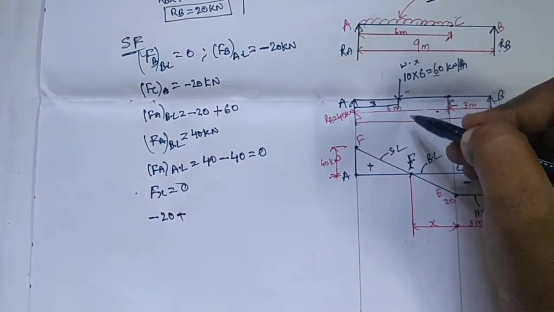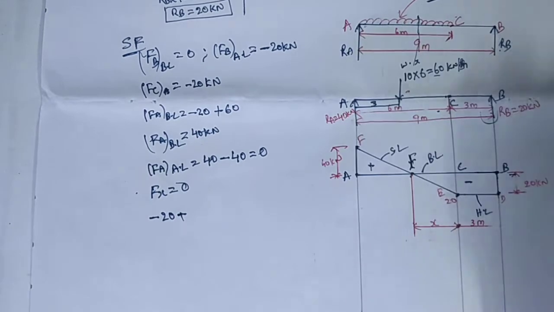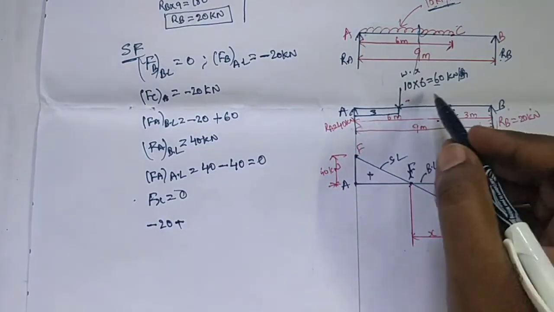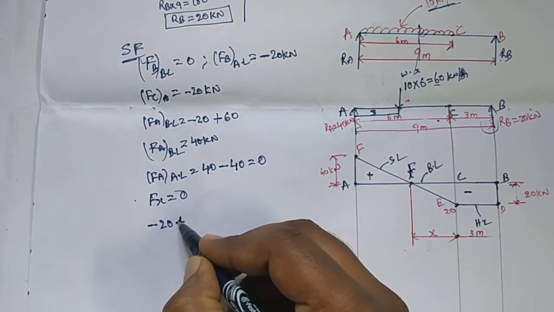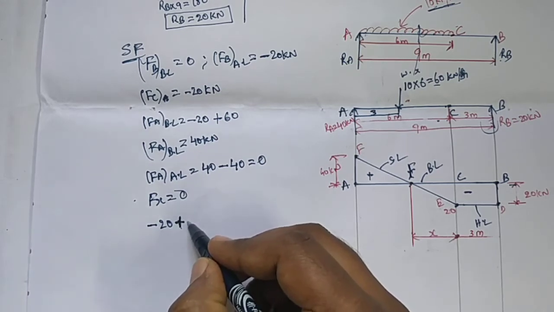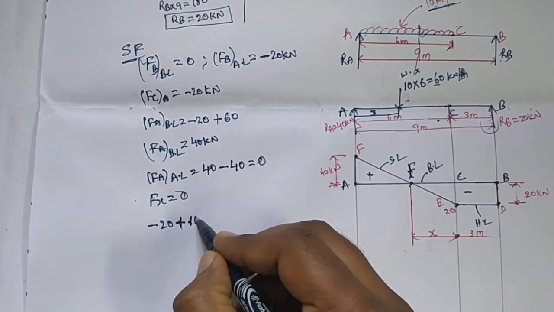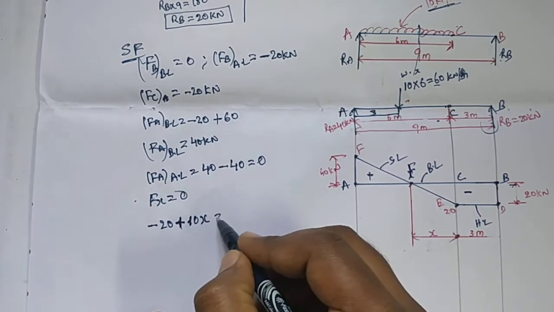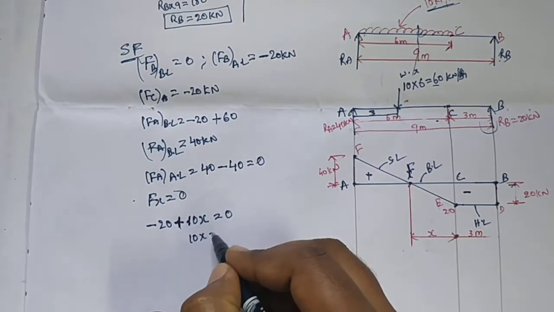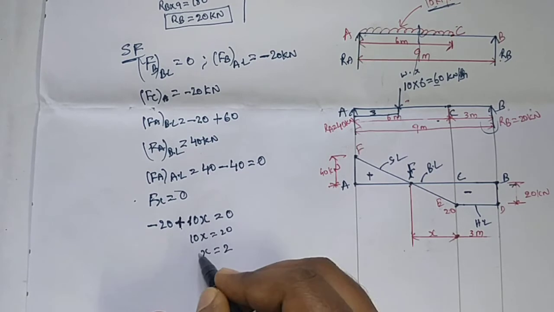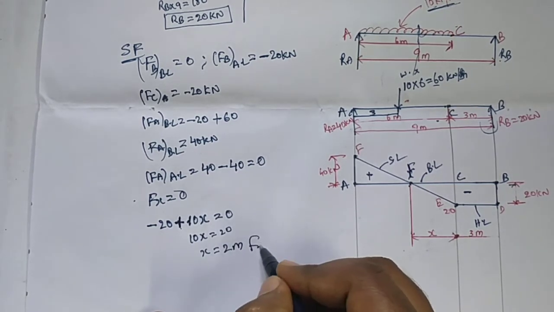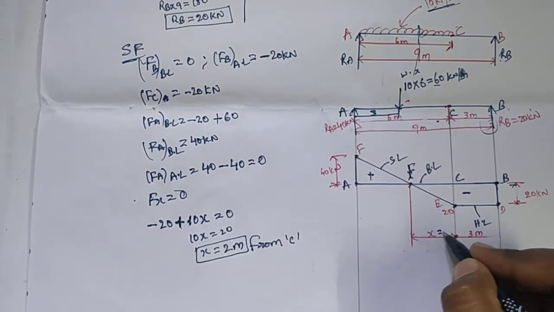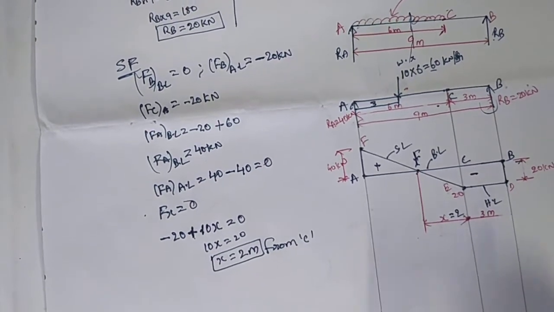Next, here a downward force, some UDL, is acting on the x distance, so it is taken as plus. Acting downward means plus. The load value is 10. It is applying on the x distance, so it is taken as 10x, that equals 0. Therefore 10x equals 20. Therefore x equals 2 meters from C. Therefore x equals 2. Calculated.